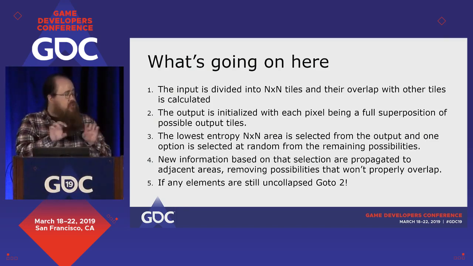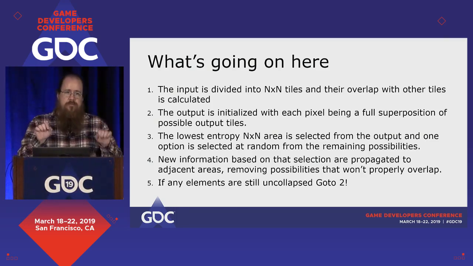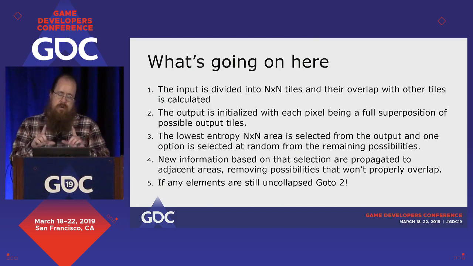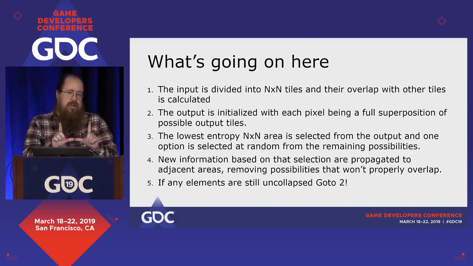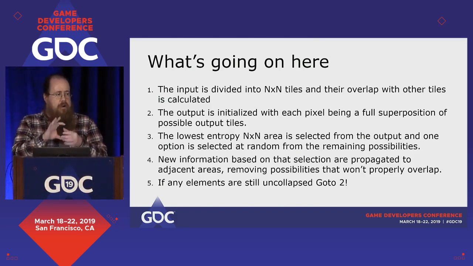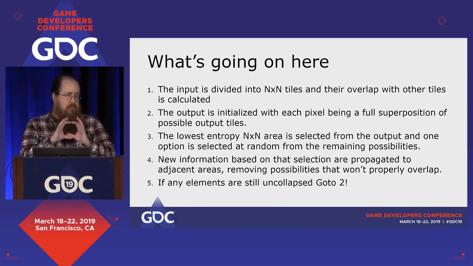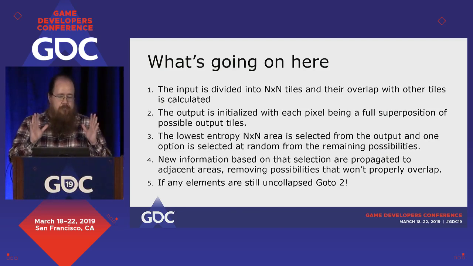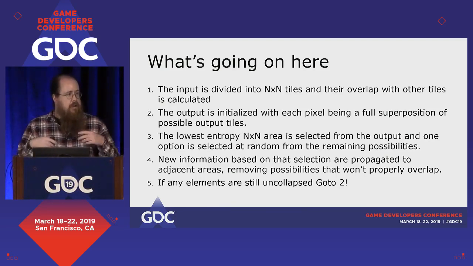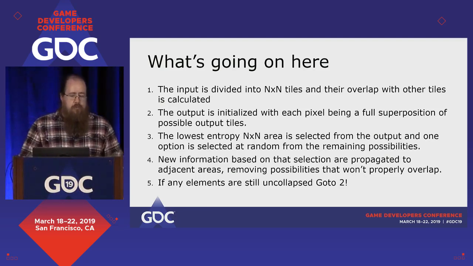So first, what it does is it chops the input up into n by n tiles. N is something you pick. 3 is a very typical size. So it's going to operate on individual 3 by 3 tiles. Chop up your input image into those, and it's going to operate on those as its basic atom. You can choose bigger or smaller atoms depending on the character you want out of your output.